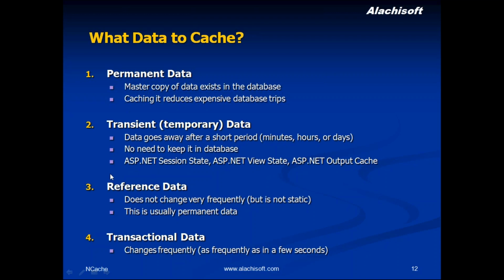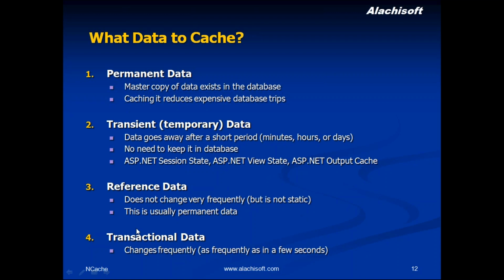Then this data can further be divided into other categories. For example, whether data is mostly reads, more reads than writes, or a more equal number of reads and writes. So reference is more reads than writes, and transactional is reads as well as writes. So you should consider caching all your reference data. This is usually your permanent data which belongs in the database. Try bringing it in the distributed cache and cache as much of it as you can so that you don't go back to the databases and you get most of the performance benefits that are needed from this.